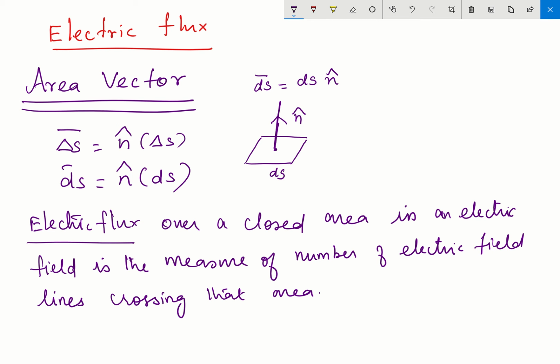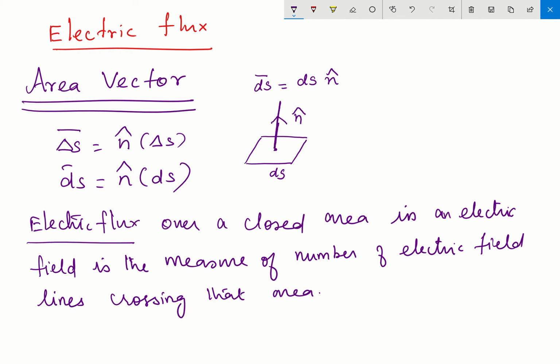So you know that if the electric field is stronger, the number of field lines crossing in that region will be large. And if the electric field lines are far apart, then there will be a weak field, that we have already seen in the properties, right? Now therefore here, what is electric flux? How many lines are crossing a given area? That gives you the electric flux over a closed area. You can also say electric flux linked with that area.